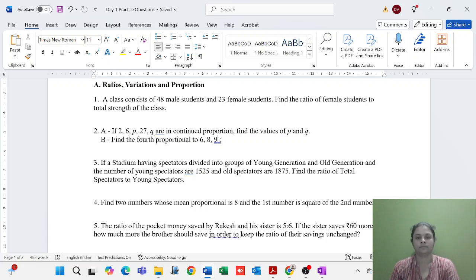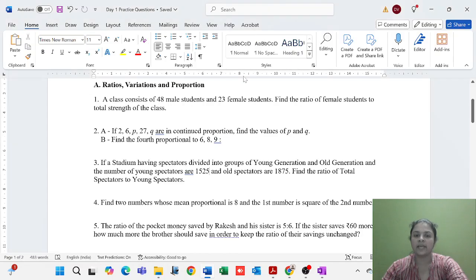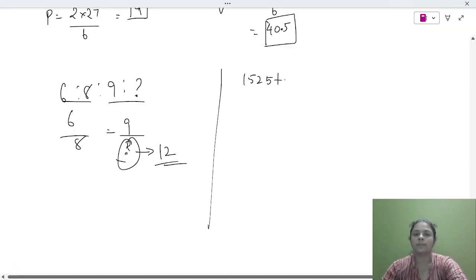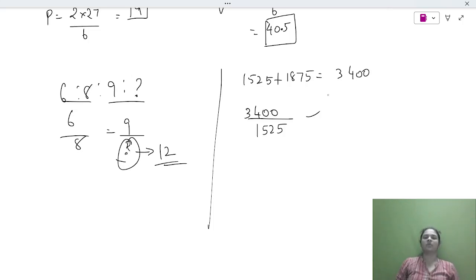1525 divided by 3400. Okay. The question is asking the ratio of total to young. They are not asking young to total. So your concept is right, but you should remember what is the numerator. The total is 1525 plus 1875, which is 3400. So you should say 3400 by young spectators, 1525. This will be the correct answer, and of course you can simplify this further depending on what the question options are available.